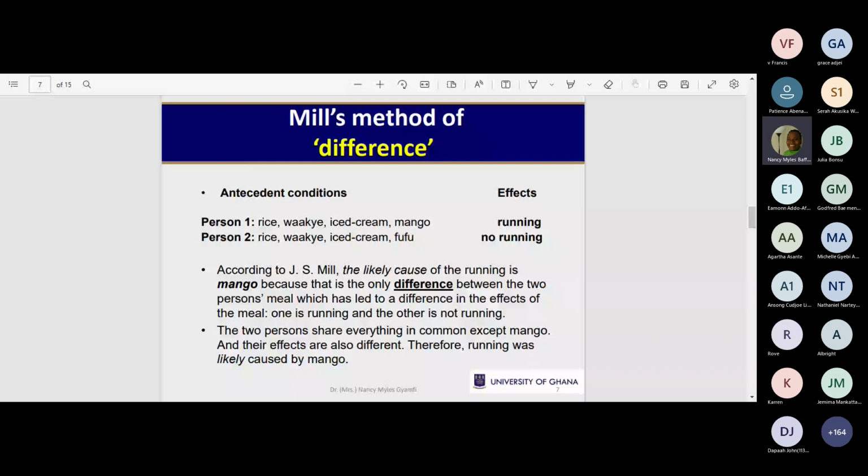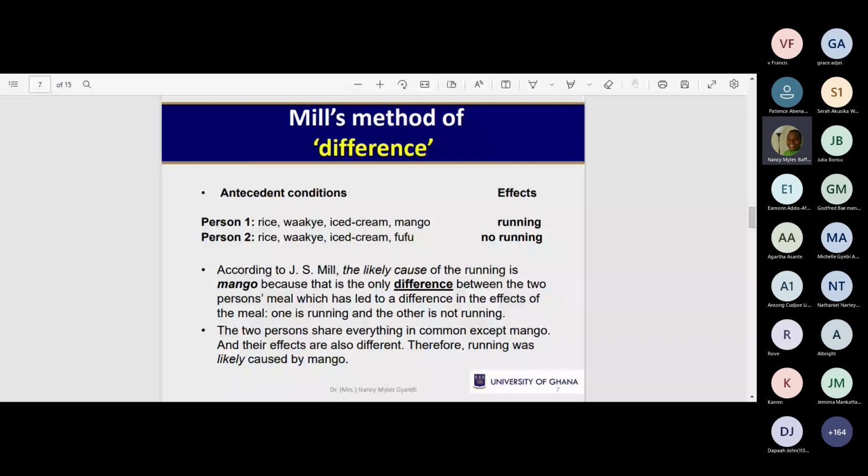Someone will say, oh, but person two doesn't have, well, the one who ate food didn't run. We are investigating what is possibly causing the running. That's what we are investigating. Okay, so we will suspect the mango by the method of difference. Why? That is what is different in the two people's meals. They ate everything together except the fufu and the mango. When we went home, the one who ate fufu didn't run. The one who did not eat fufu ran. We will suspect the mango by the method of difference.